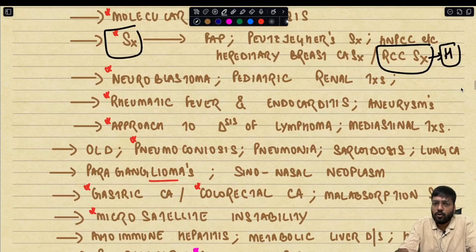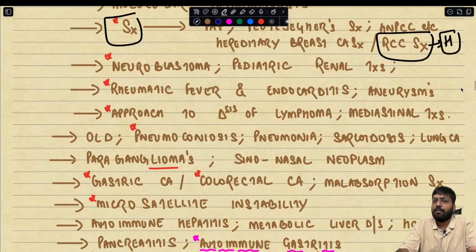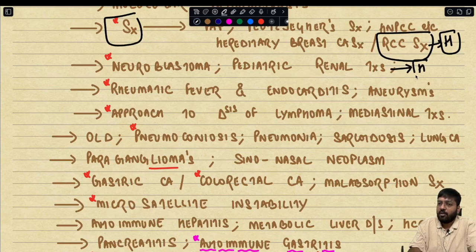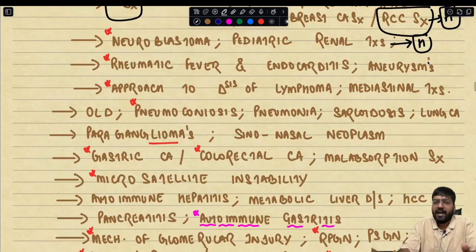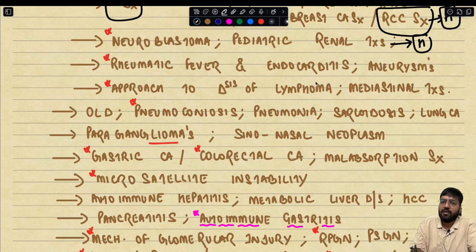Then we have neuroblastoma, for which a separate lecture is there. Pediatric renal tumors are there, and again separate handwritten notes are present for pediatric renal tumors, and a video lecture is also there. Then rheumatic fever, endocarditis, aneurysms, or approach to the diagnosis of lymphoma.